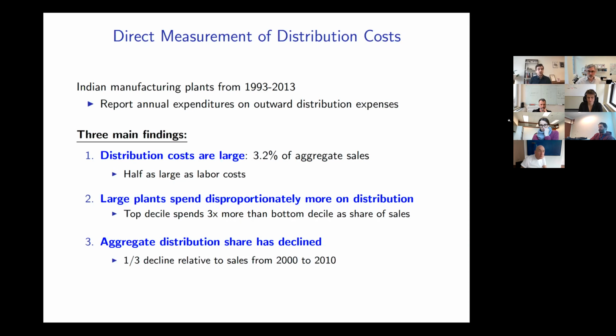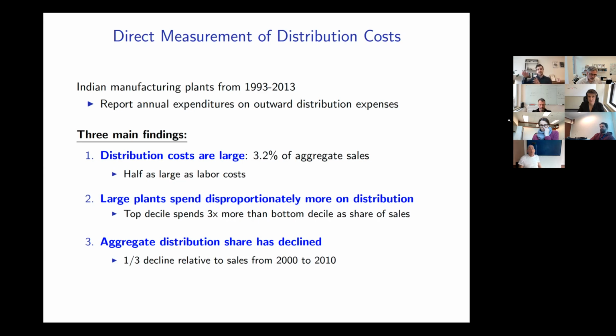Now there's three main findings that we see when we look at the data. For one, distribution costs are large. They're 3.2% of aggregate sales. And while you might think that 3% seems kind of low, that's half as large as labor costs. So these are an expense for firms on the same order of magnitude as how much they actually spend on labor. Secondly, large plants spend disproportionately more on distribution compared to smaller plants.